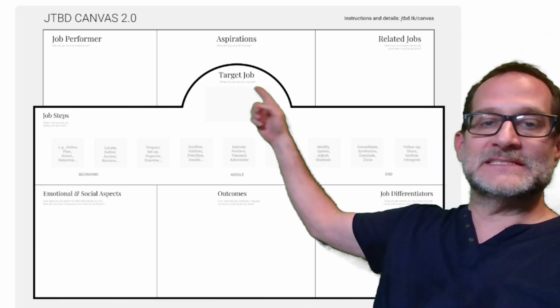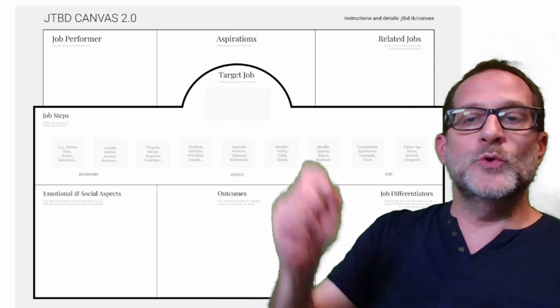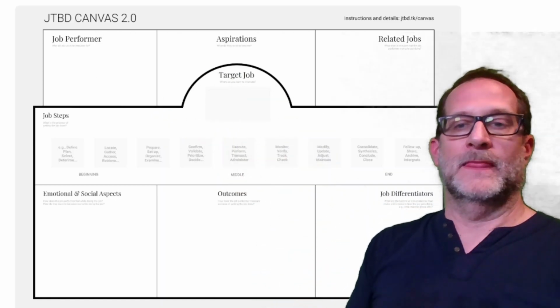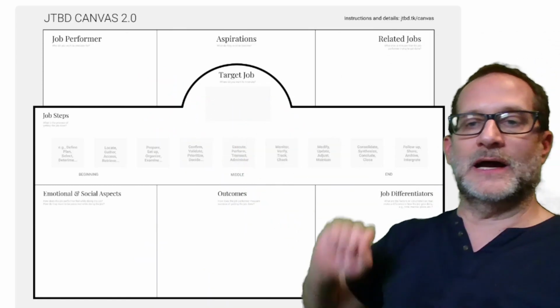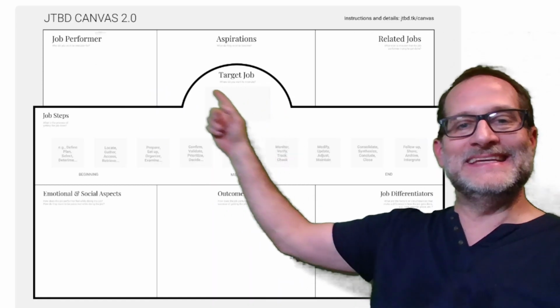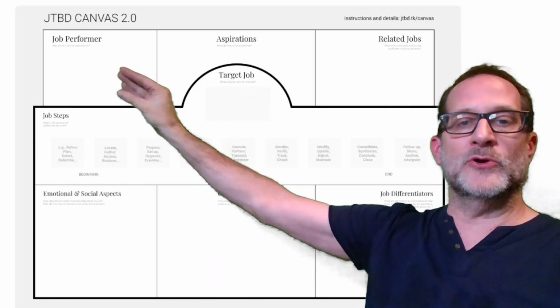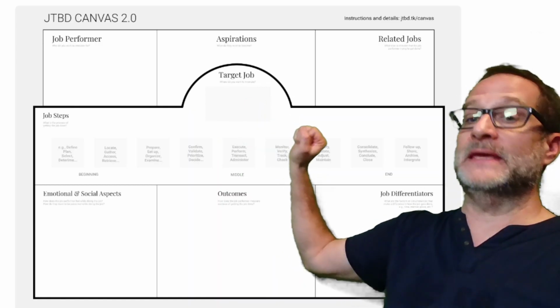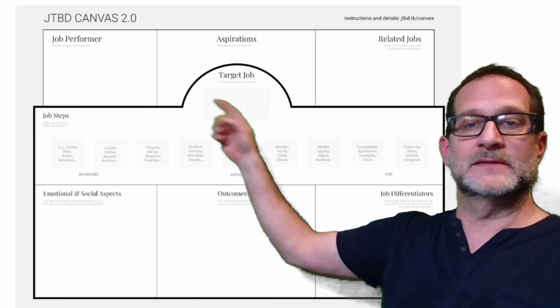The best place to get started is right here with the job performer. Who do you want to innovate for? Think about that. And then think about their target job. What is that core functional job that they're trying to get done? These two often go hand in hand. So if you had a new homeowner here, the target job might be acquire a new home. Sometimes it's as simple as that.